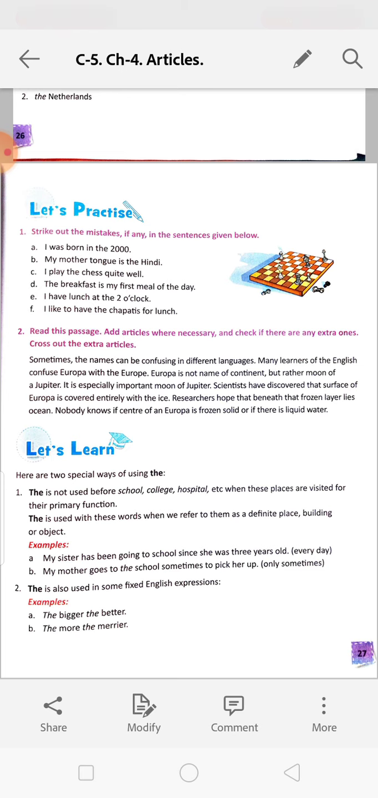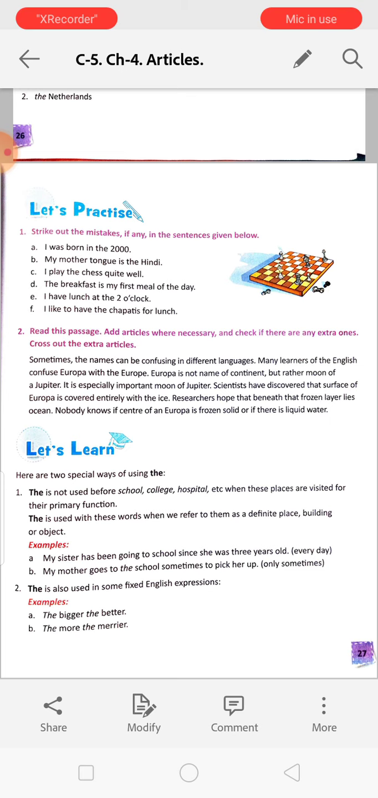Here are two special ways of using the. The is not used before school, college, hospital. Before the name of any school, college, hospital, we will not use the, when these places are visited for their primary function. The is used with these words when we refer to them as a definite place, building or object. When we are showing them definitely, then we will use the, otherwise we will not use the.